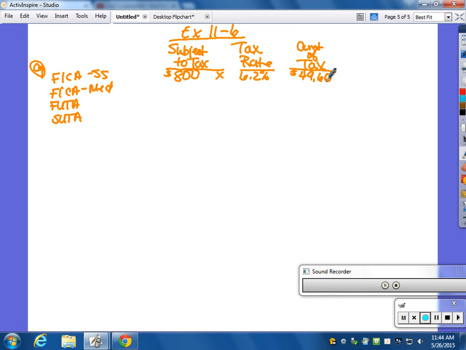Okay, FICA Medicare. How much of that 800 is taxable? The whole thing, all of it. What's the tax rate? 1.45%, which means the actual amount of tax is $11.60.